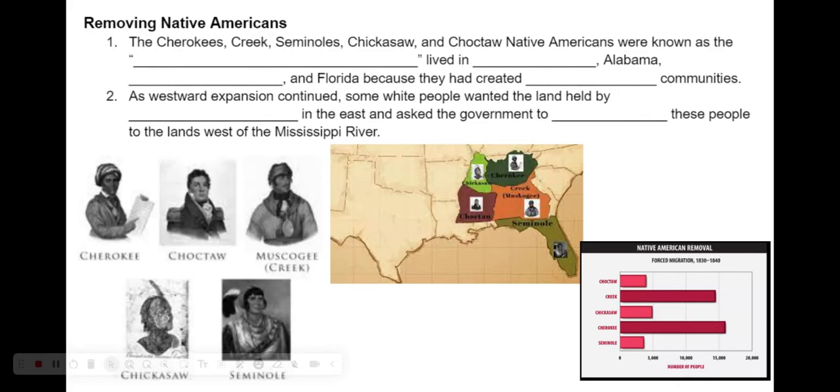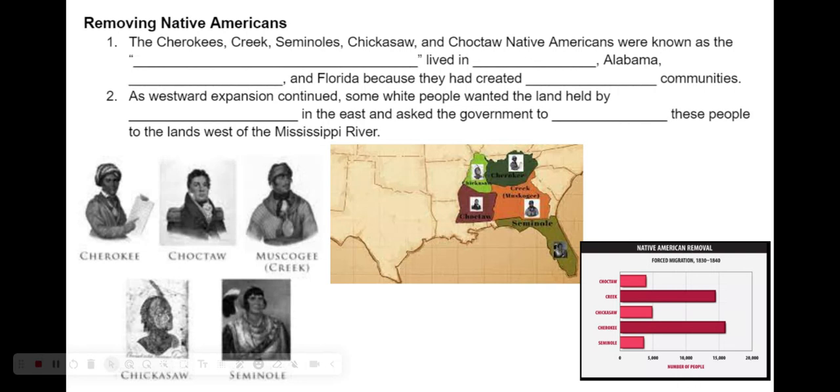So, we're going to talk a little bit about a very controversial event in U.S. history, and we're going to talk about the removal of Native Americans, primarily the Cherokee, from parts of the American Southeast to what would eventually be declared the Indian Territory, which is now present day Oklahoma.